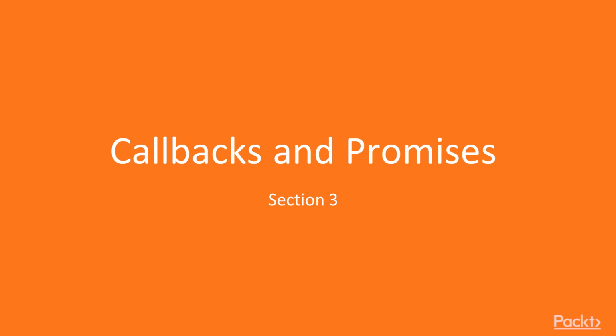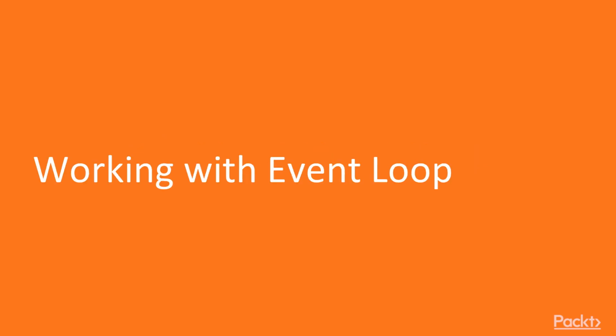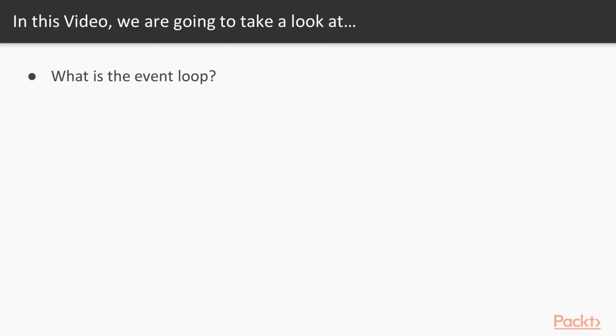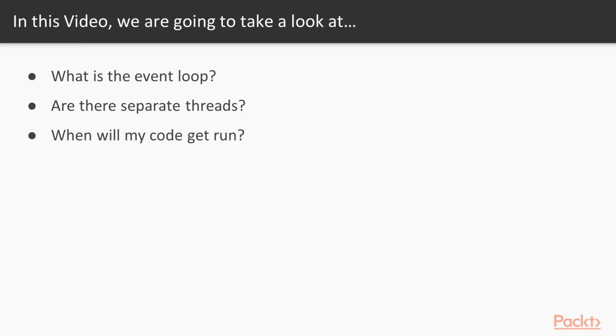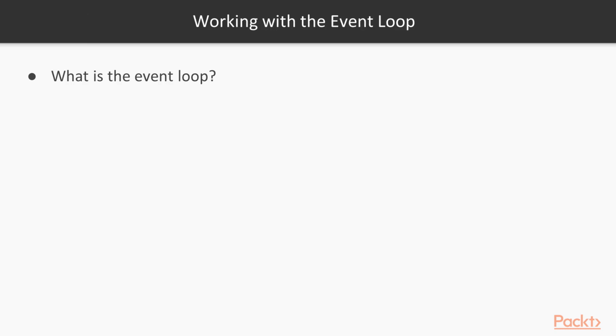Section 3. Callbacks and promises. Working with the event loop. We're going to be covering asynchronous programming, which is a key aspect to working with Node.js. We'll cover what the event loop is, whether or not there are separate threads in a Node.js application, when your code gets to run in the event loop, and how you can utilize multiple cores of your system in a Node.js application. So, what is the event loop?